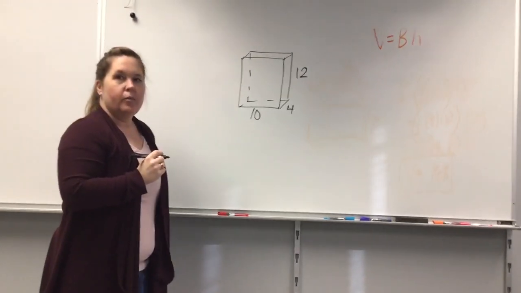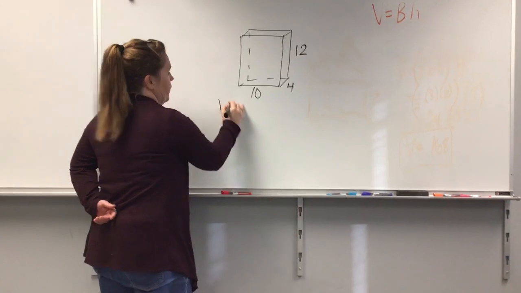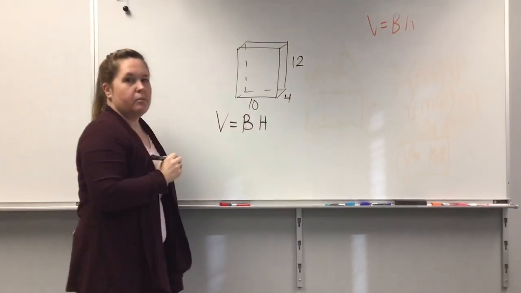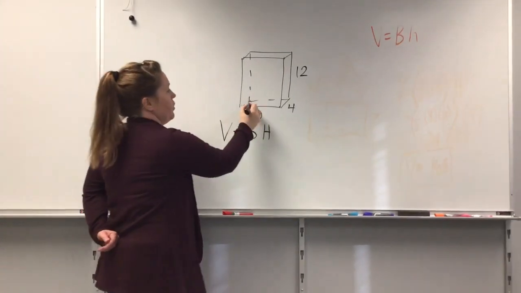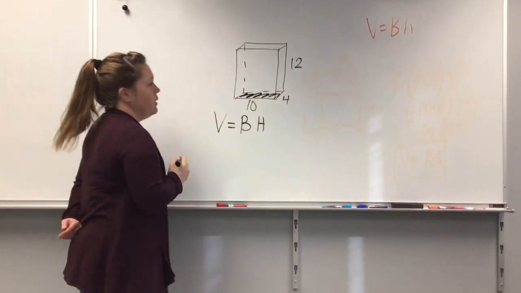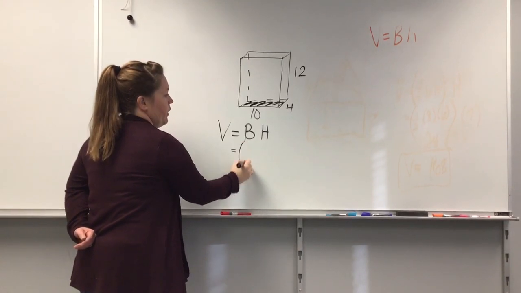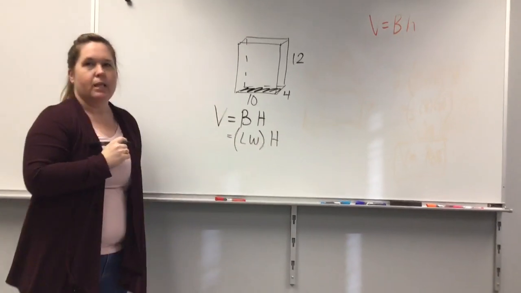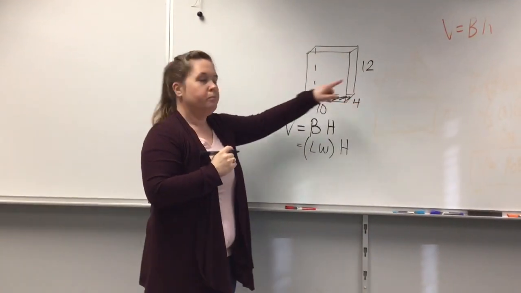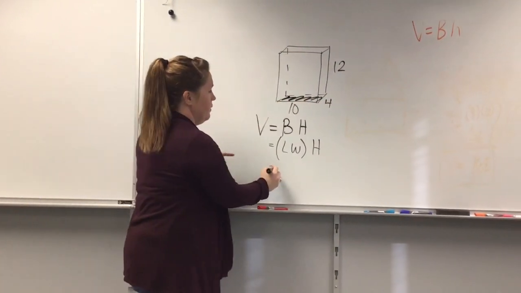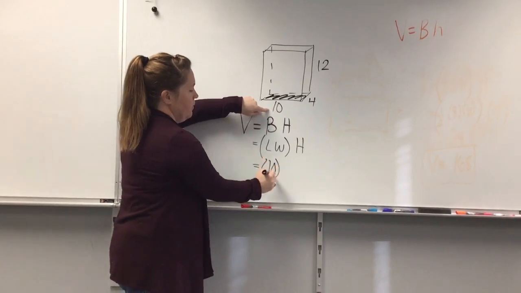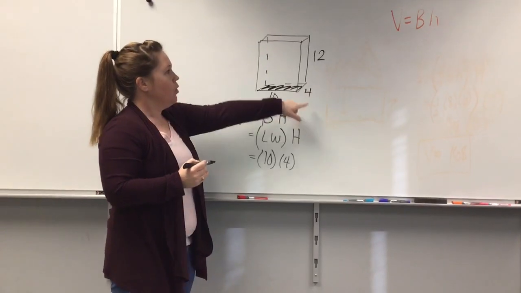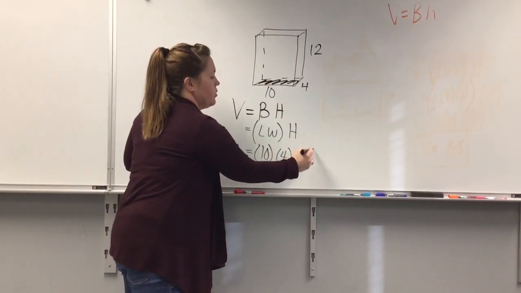So again, let's start with our formula. V is equal to B times H. B is going to be the area of the base. Well, the base in this shape is a rectangle. So the area of the rectangle is length times width. And then we multiply that times the height of the whole prism. So the length is 10. The width is 4. And the height of the whole prism is 12.